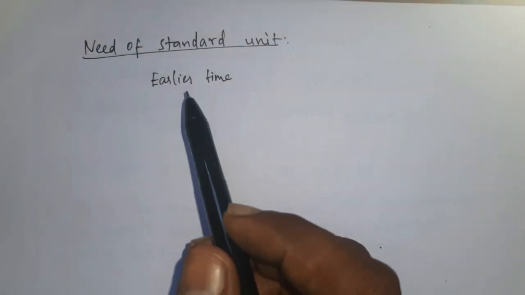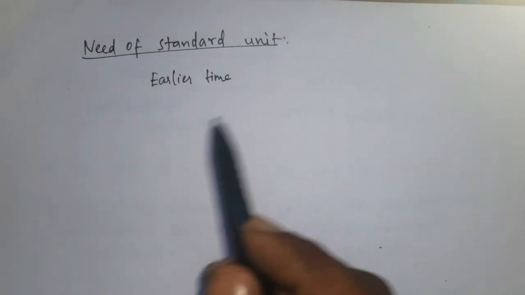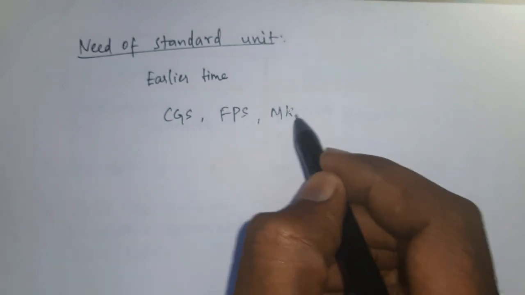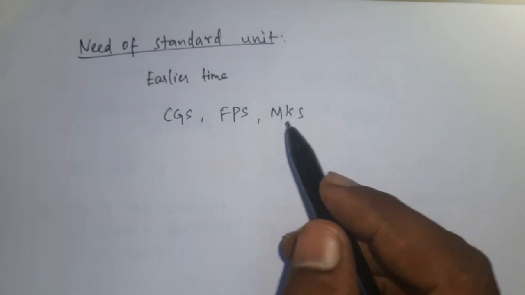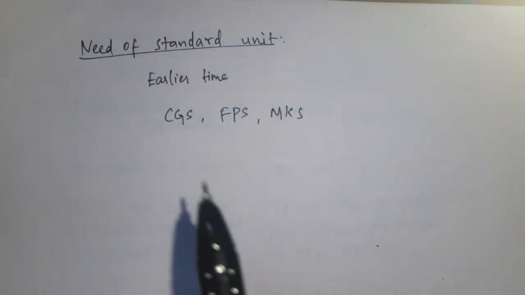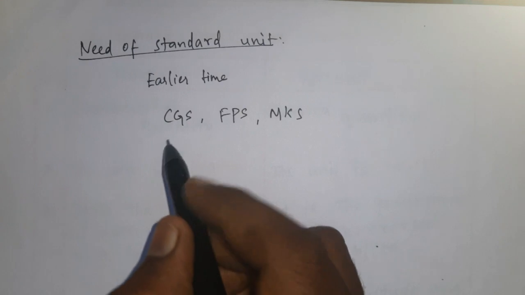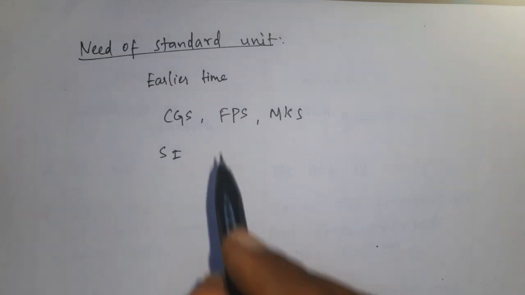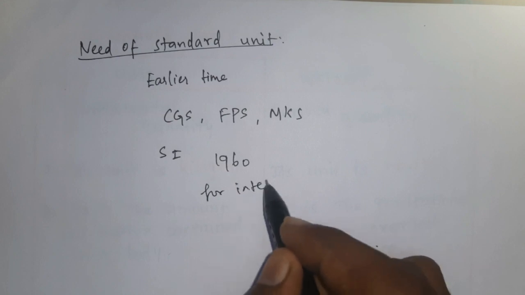Need of standard unit. In earlier times, different unit systems were used by people from different countries. For example, CGS, FPS, MKS. So there was a need to use a worldwide standard unit system of measurement, so SI, that is International System of Units, was developed and recommended in 1960 for international usage.